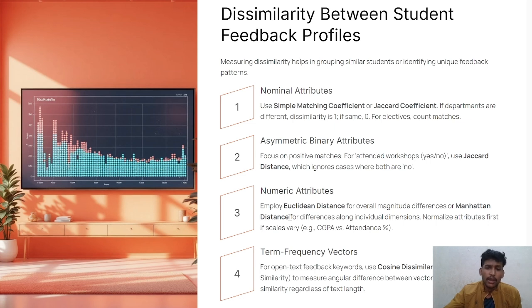Numeric attributes: employ Euclidean distance for overall magnitude differences, or Manhattan distance for differences along individual dimensions. Normalize attributes when scales vary. Example: CGPA versus attendance percent. Term frequency vectors: for open text feedback keywords, use cosine dissimilarity, 1 minus cosine similarity, to measure angular difference between vectors, indicating topical similarity regardless of the length.